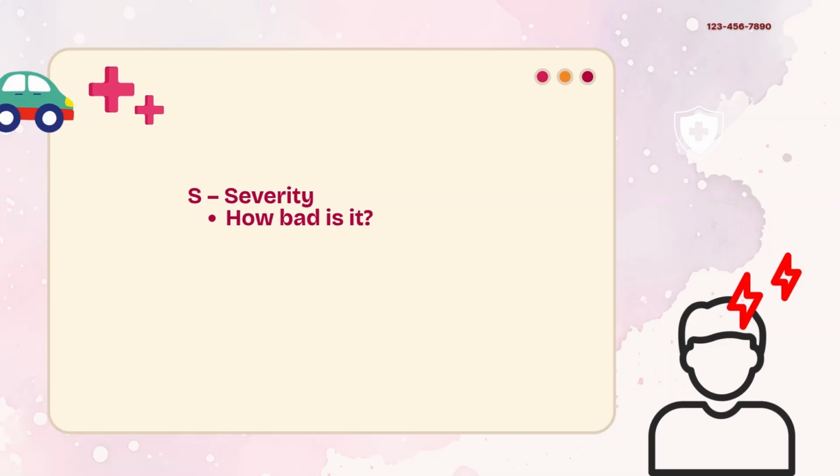Next is severity. Lastly, we assess how severe the symptom is. In children, we may need to ask parents how the child's behavior has changed. Are they eating, playing, or sleeping normally? And using the SOCRATES approach ensures that we don't miss any critical details, especially when symptoms are vague or hard to express, which is often the case in pediatric patients.